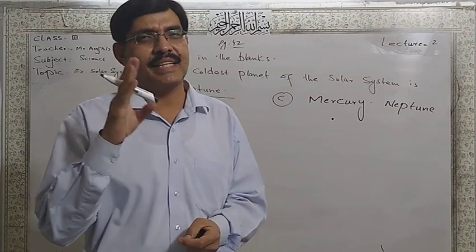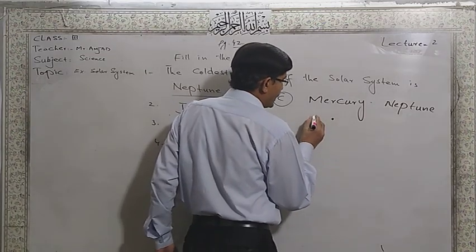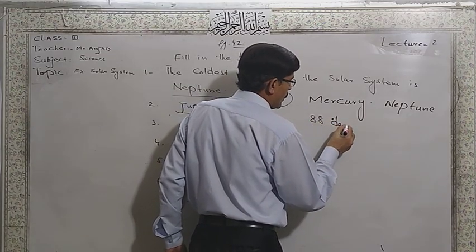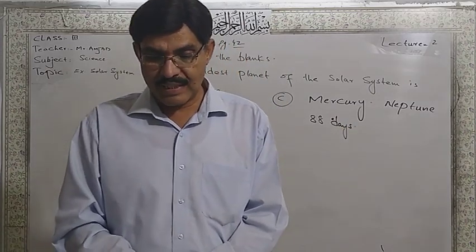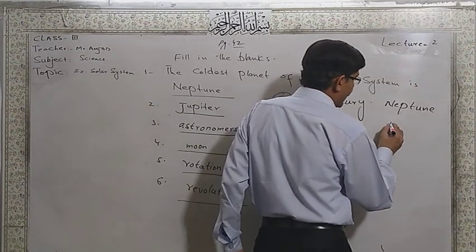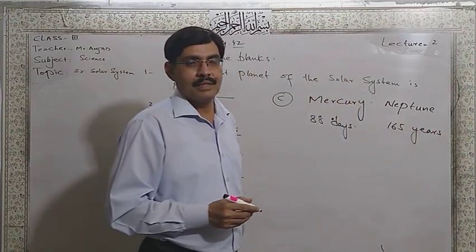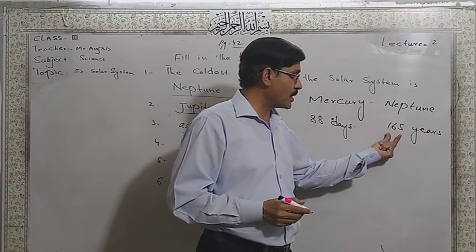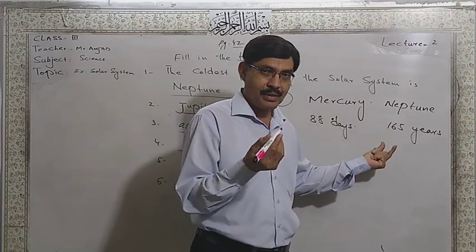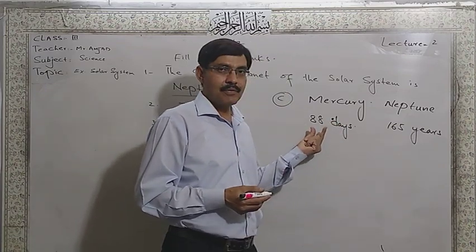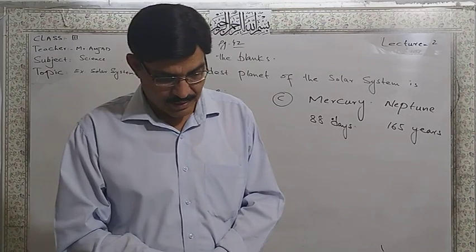Mercury takes 88 days to complete one orbit around the sun. It takes how many days? 88 days to complete its circle around the sun. And Neptune takes about 165 years. It takes 165 years to complete its circle around the sun, and Mercury has only 88 days to orbit around the sun.